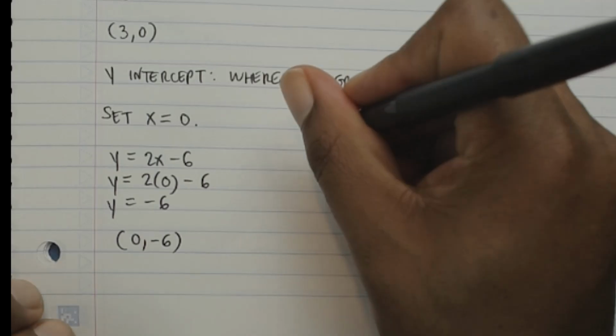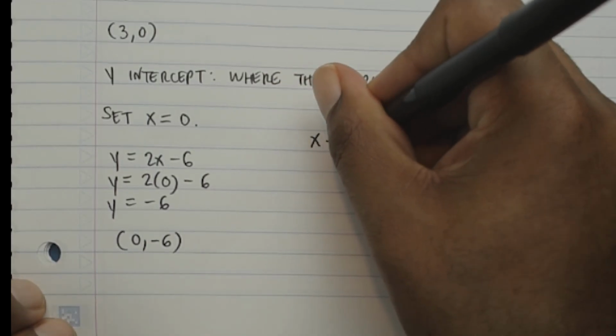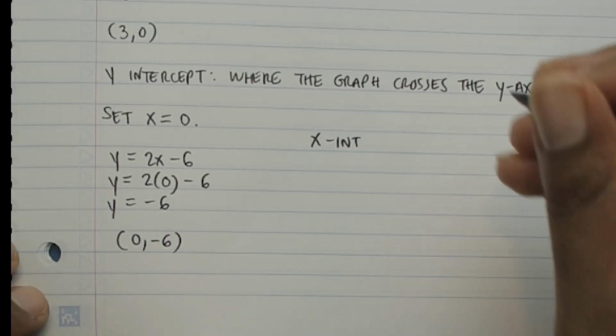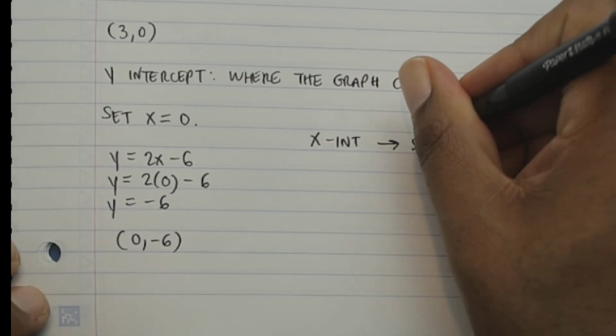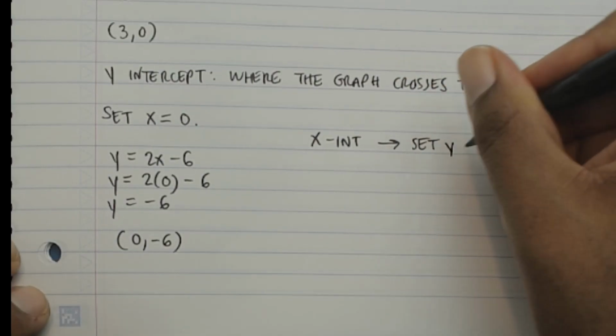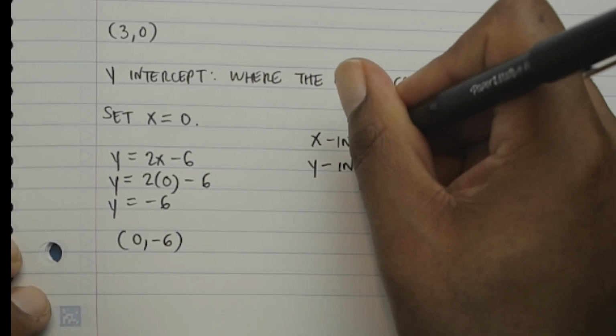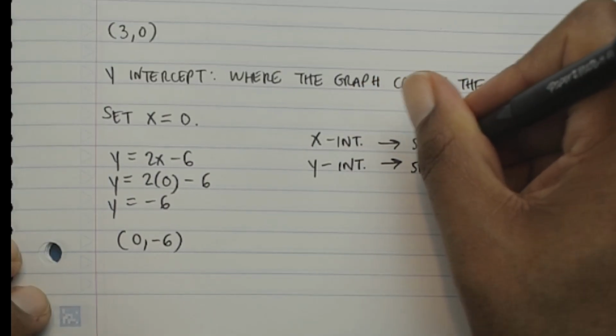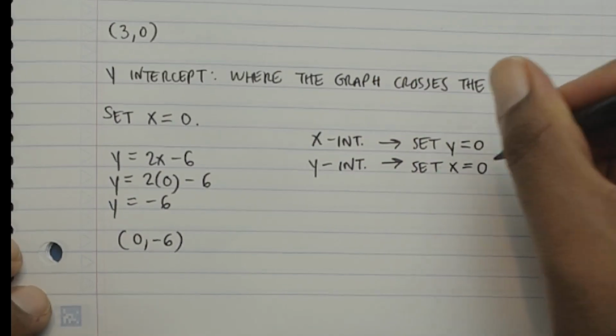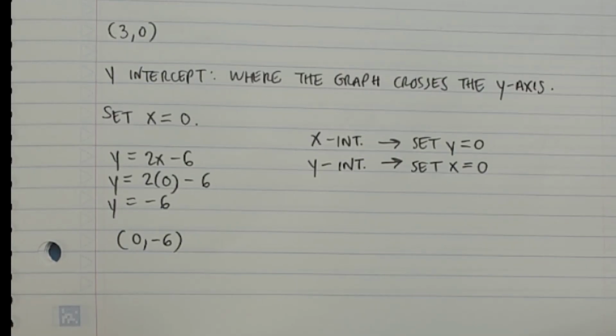Now, the x-intercept, I'm just going to abbreviate: to find the x-intercept, you have to set y equal to 0. The y-intercept, you have to set x equal to 0. And so this is one of the most important rules to remember. To find an x-intercept, let y equal 0. To find a y-intercept, set x to 0.